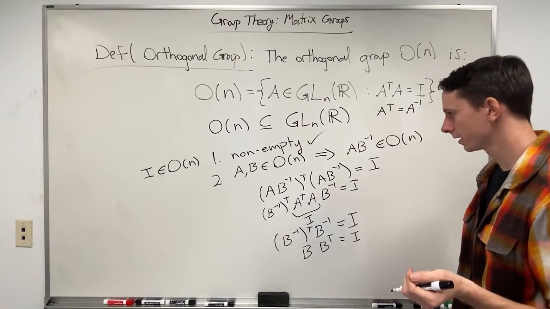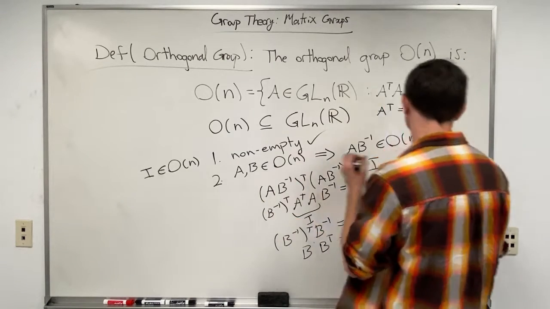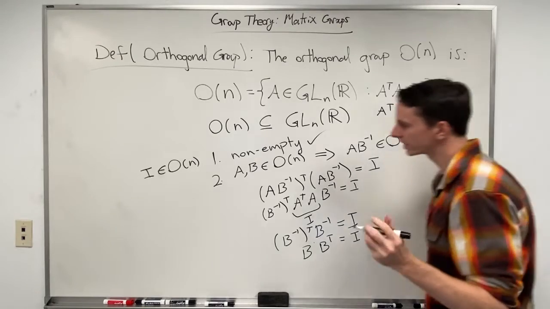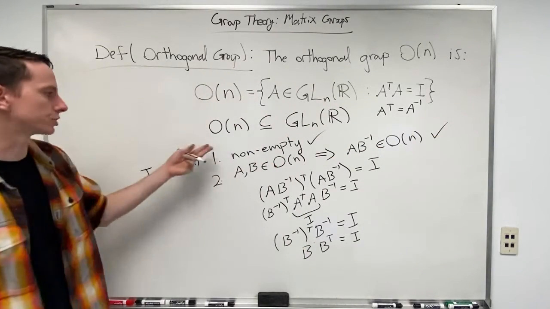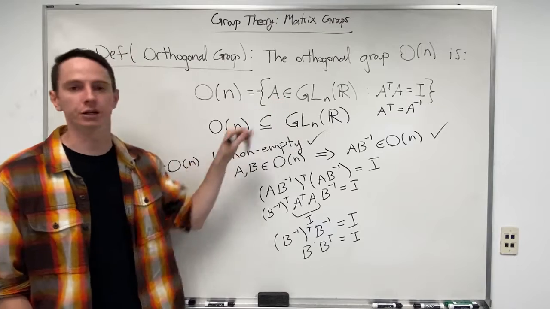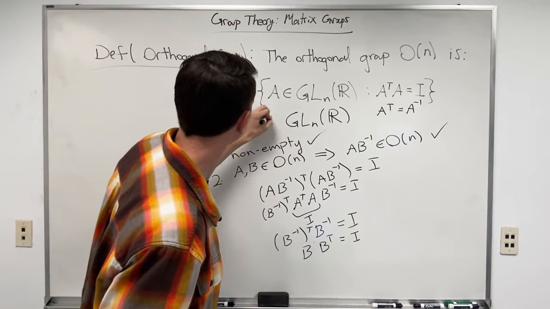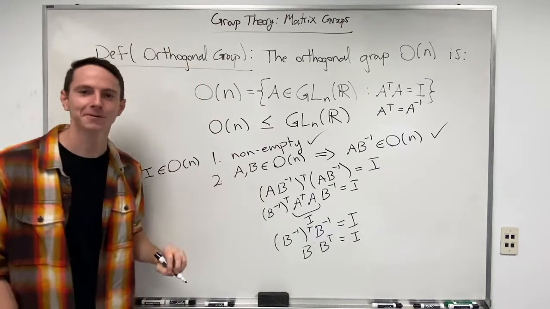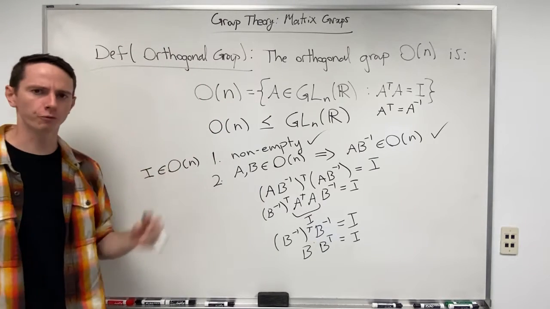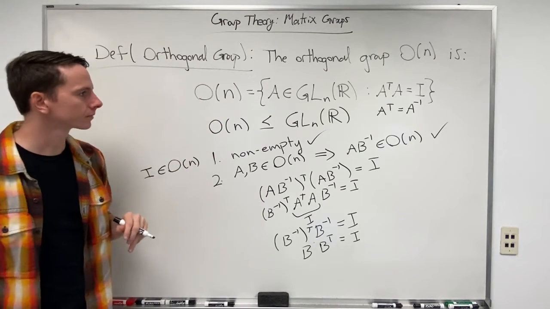Okay. So because both of these requirements right here are satisfied, therefore not only is the orthogonal group a subset of GL n of R, but it is a subgroup of GL n of R. Okay? So hopefully that makes sense.